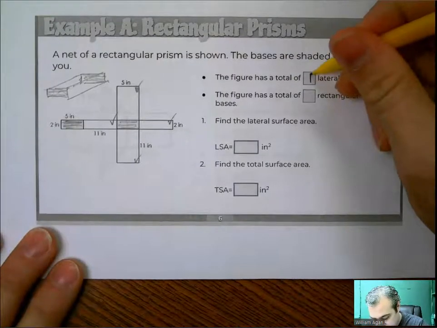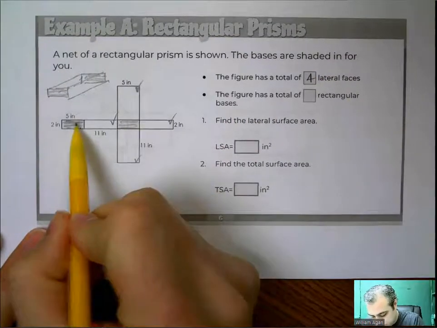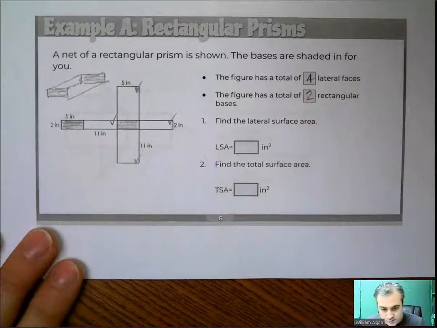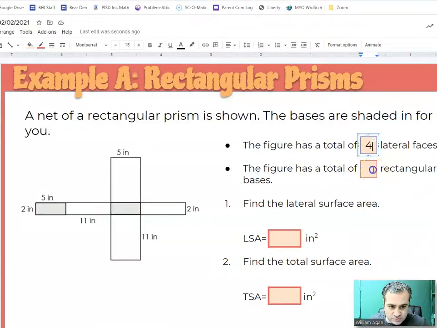Okay, and it has how many bases? Well, I shaded them. There's 2 of them. So right there you would type 2.